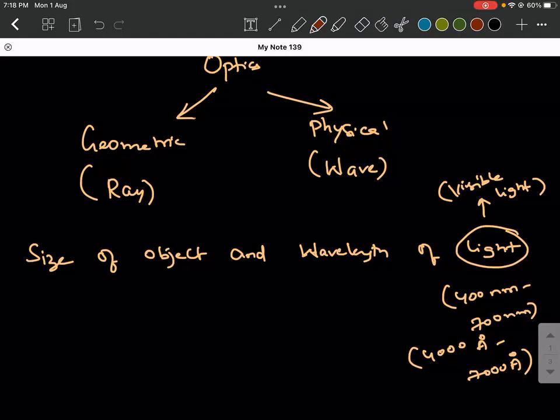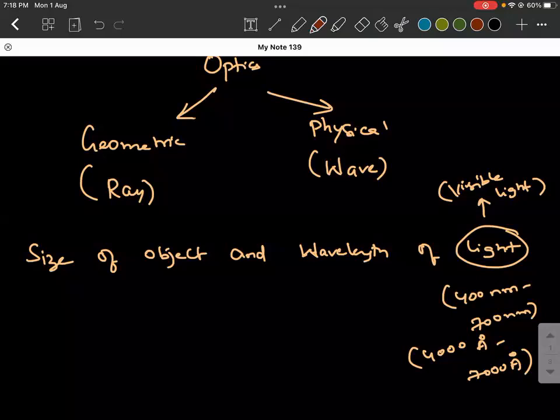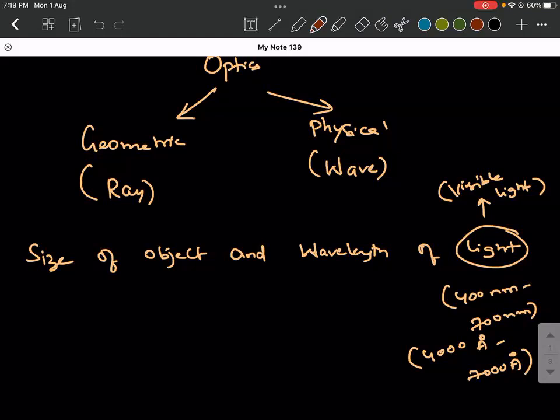Then what about the other phenomenon? It's called refraction. So whether you treat light as a ray or as a wave, it still exhibits the phenomenon of reflection and refraction. However you treat it, it will show.